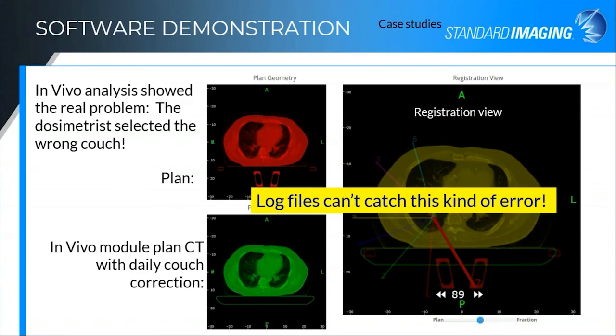And I just wanted to point out that a system that only uses the log files is not going to catch this type of error, because the machine was delivering exactly what it should have delivered. It really was an error in the treatment plan.